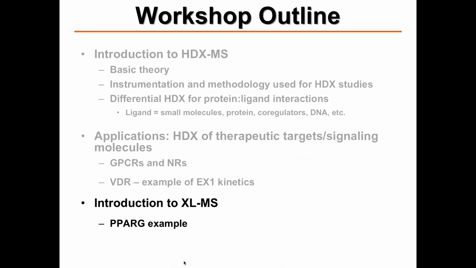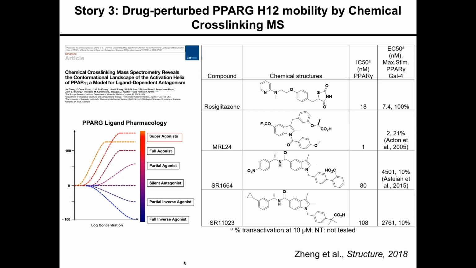So another one, let's try: we're doing cross-linking MS. We recently published a paper looking at different compounds that modulate helix 12 mobility by chemical cross-linking MS. Since our laboratory is a nuclear receptor laboratory, we have different pharmacological compounds, from super agonist, full agonist, and partial agonist to partial inverse agonist and full inverse agonist.